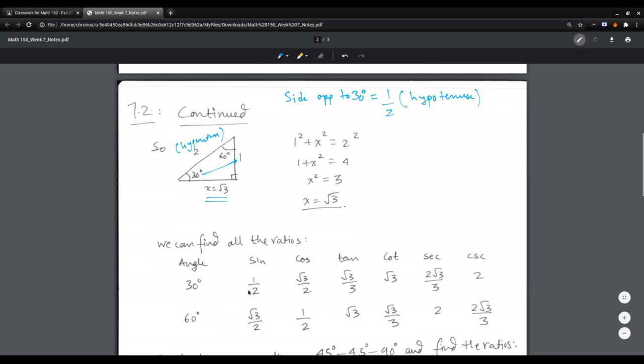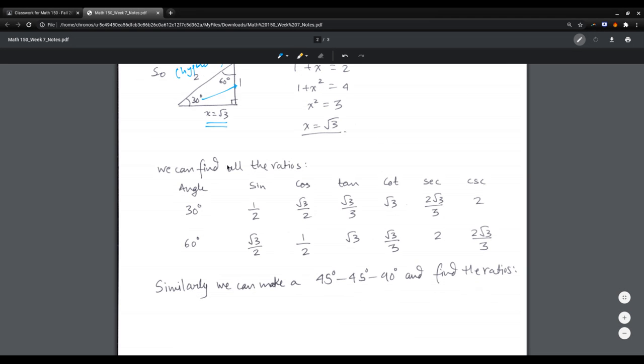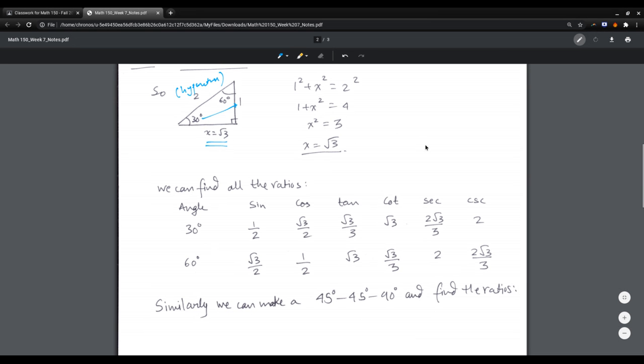Now we can use our knowledge from the previous week's lecture to find all these ratios. For example, if I'm looking at this 30 degrees, then I see this is root 3, 1 and 2, so that this is opposite. This is always the hypotenuse and this is adjacent. So sine would be opposite over hypotenuse, 1 over 2. Similarly, cosine, tangent, cotangent is reciprocal of tangent, secant is reciprocal of cosine, and cosecant is reciprocal of sine.